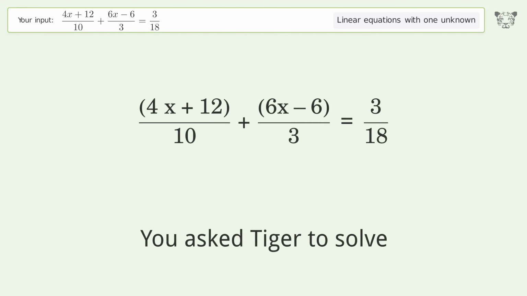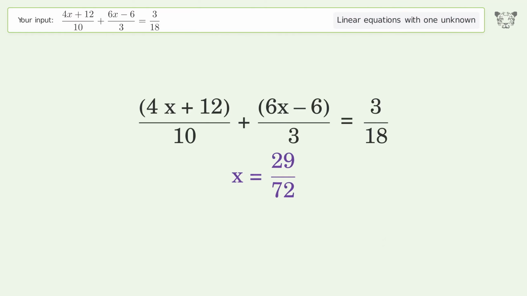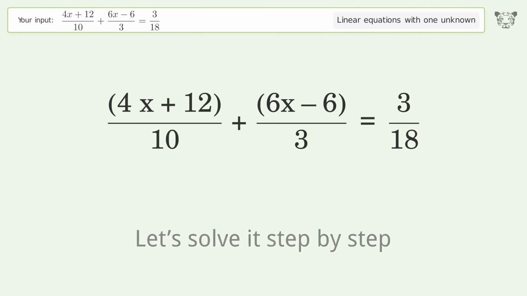You ask Tiger to solve. This deals with linear equations with one unknown. The final result is x equals 29/72. Let's solve it step by step.